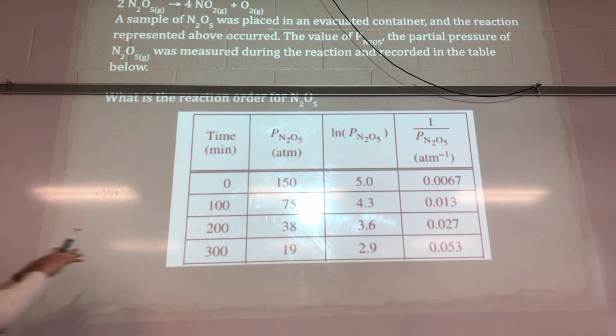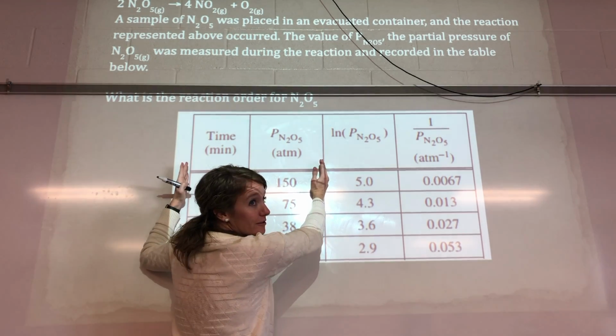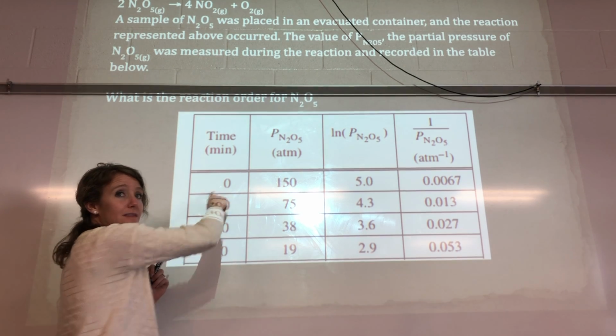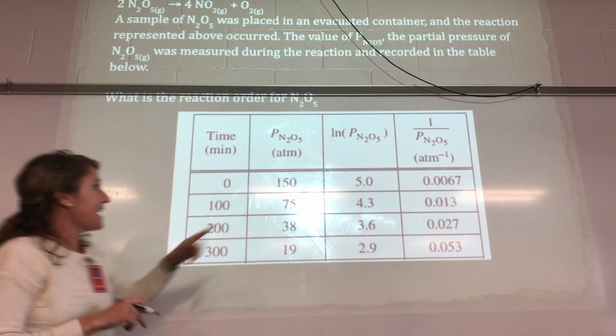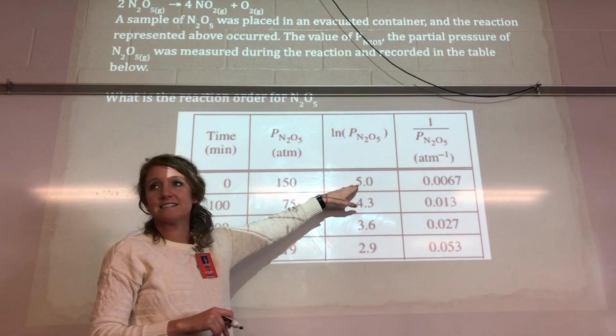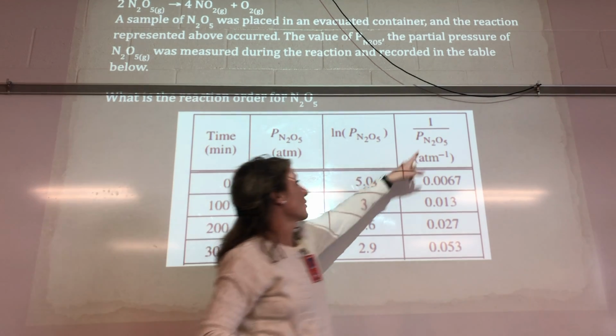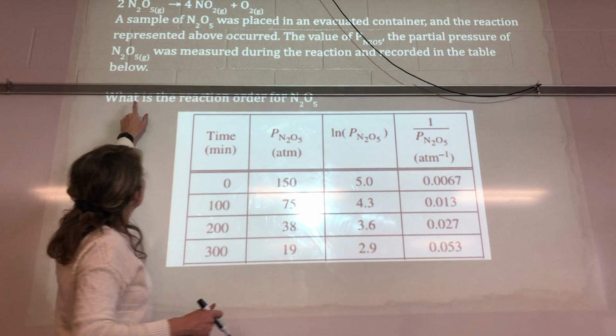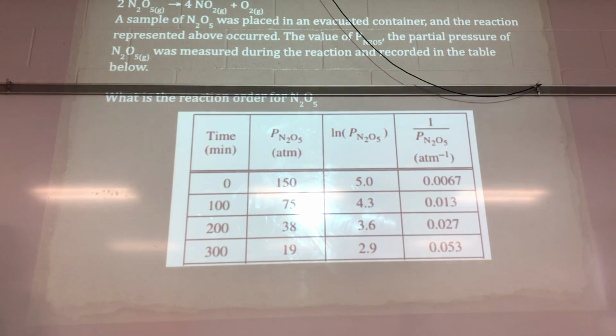Okay, so first off, this is the data that was gathered. They measured pressure versus time. Then they took the negative log of that pressure to find this number, and then they took 1 over the pressure to find that number. The question is, what is the reaction order for N2O5?